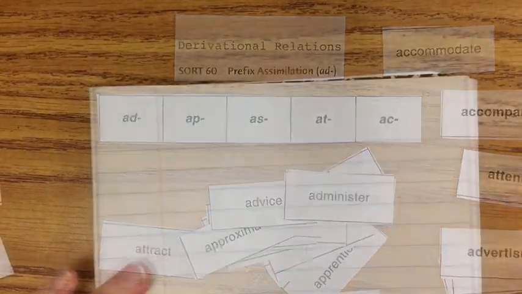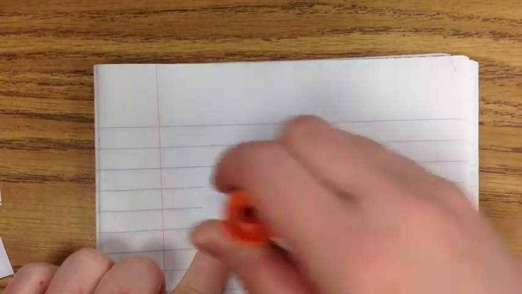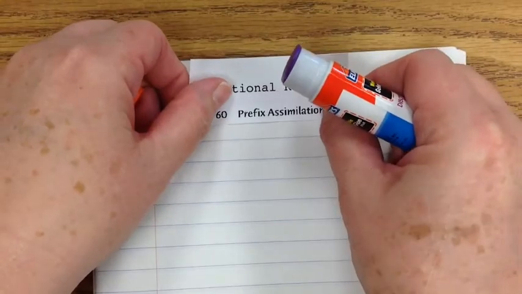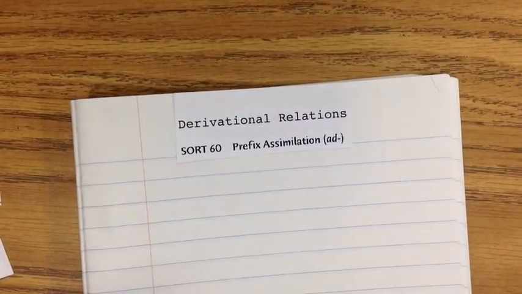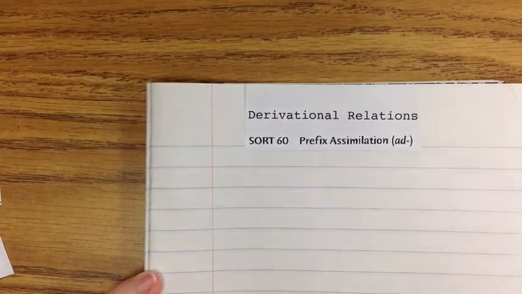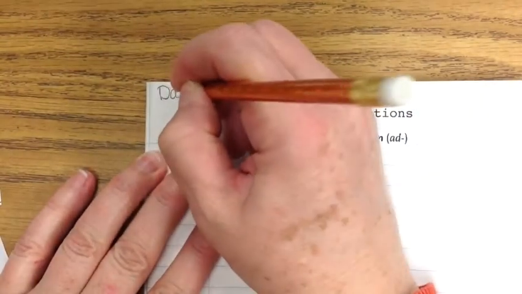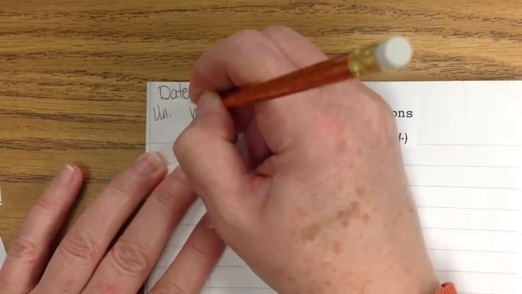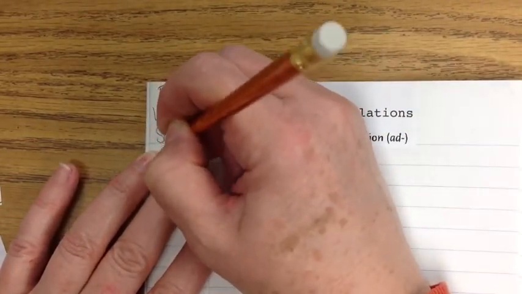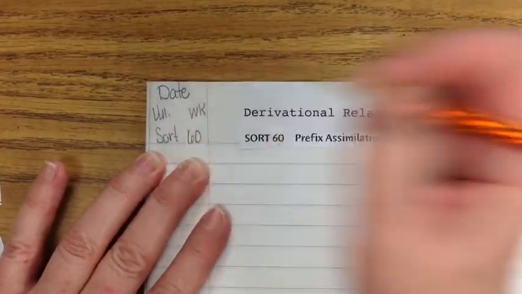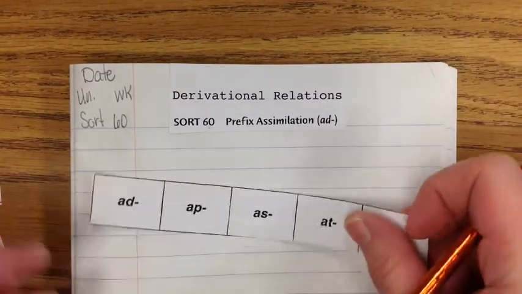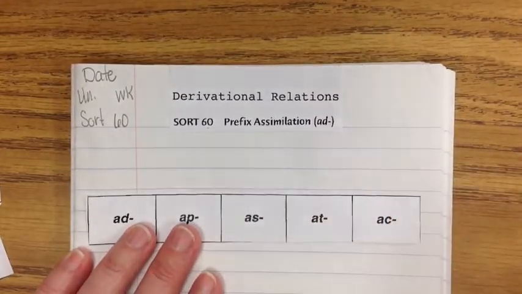All right, now let's get our notebook. Let's go ahead and get our handy dandy glue stick out and glue the title on to our page. Derivational, DV, sort 60. All right, let's go ahead and write your date and your unit, your week, and again, even though it says right there, write sort 60. Okay, so that we have that, so when we're looking at things, we don't get confused. Everything's right there. All right, let's go ahead and write down our exemplars.